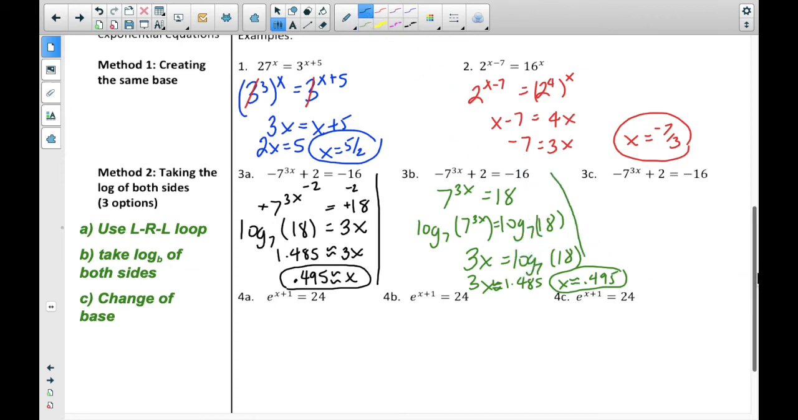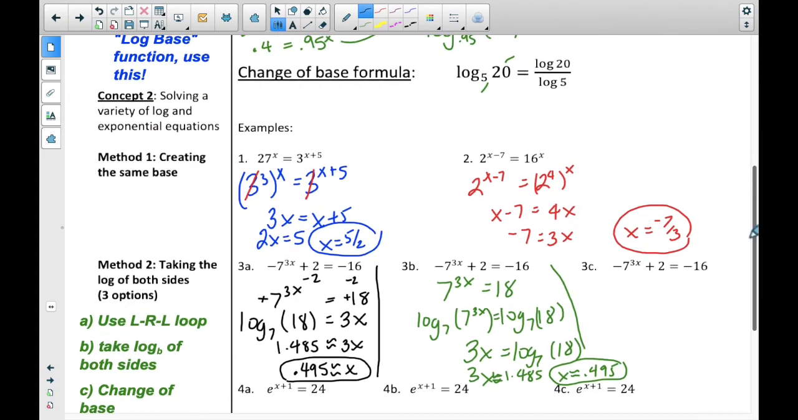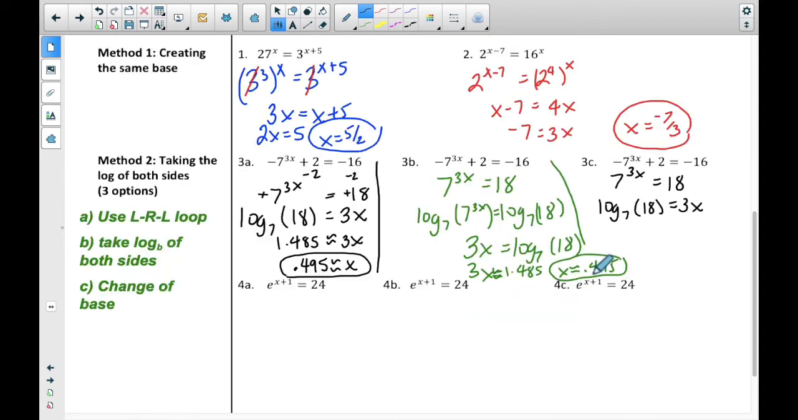The other method is to use that change of base formula, this formula up here. So once again, I'm going to get it set up just like it was, where I get 7 to the 3x is equal to 18. But then when I change it over to log form, I'm going to change it to the change of base formula. So in other words, I set it up like this, and again, that looks very similar to some of the other ones I've had along the way.